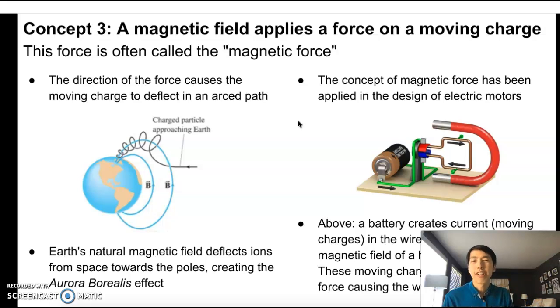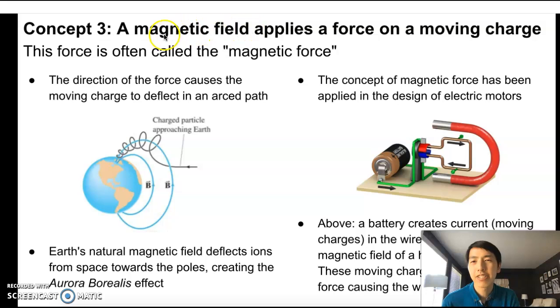Can a magnet apply a force on a moving charge? And the answer is yes. If you have a charged particle, like a proton or an electron, and you fire a beam of those charged particles into a magnetic field, that magnetic field is going to cause that beam of particles to curve, change direction, and deflect.